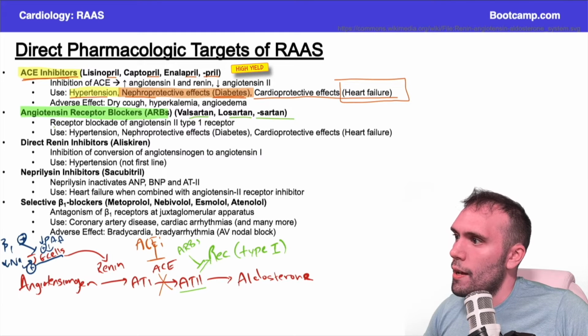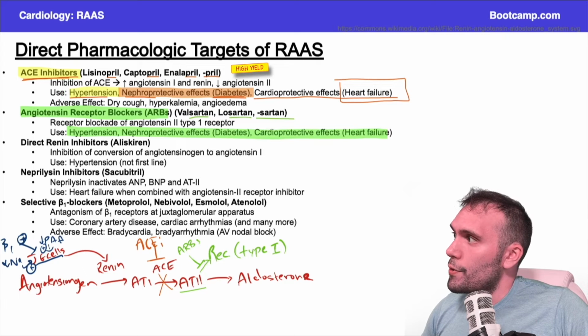Again, receptor blockade of angiotensin 2 type 1 receptor. And again, similar uses to what we just saw: hypertension, nephroprotective effects, cardiopulmonary effects. Now, a couple other differences between ACE inhibitors and ARBs. In general, the ACE inhibitors are notorious for causing a dry cough.